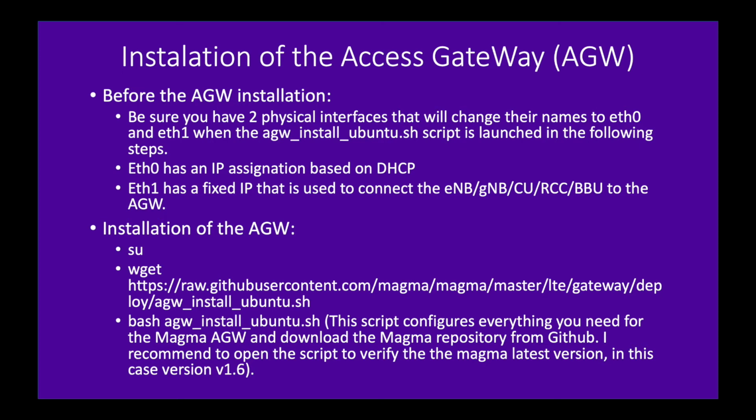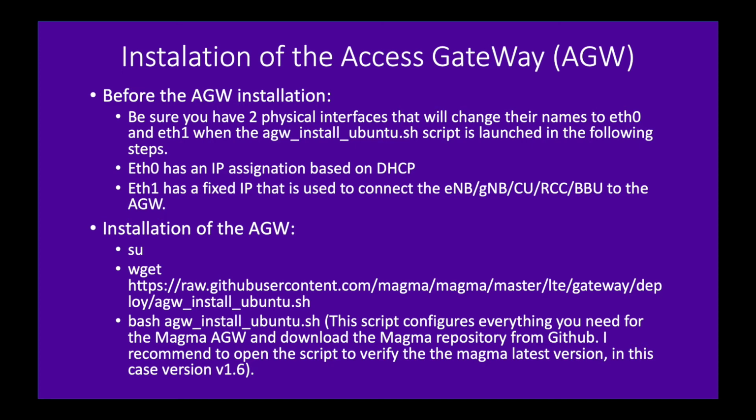For the installation, first we need to go to the root user using the su command. Then we download the access gateway script with wget. Finally, we launch that script. In this case it is agw_install_ubuntu.sh. So the command is bash followed by the name of that script.